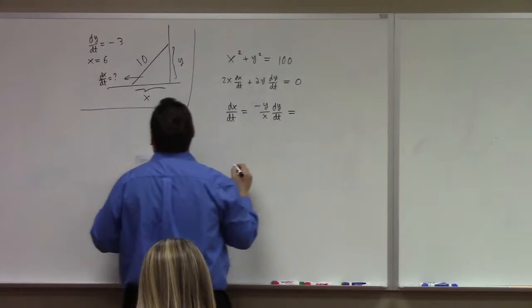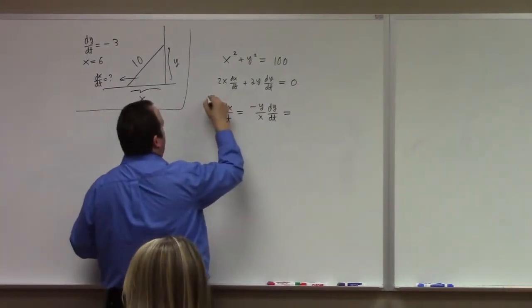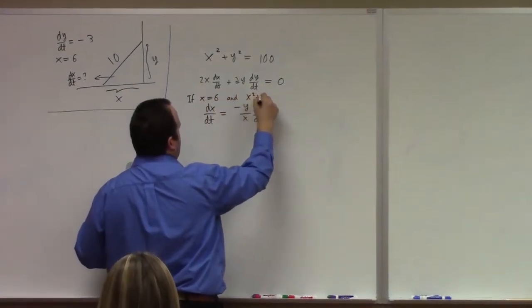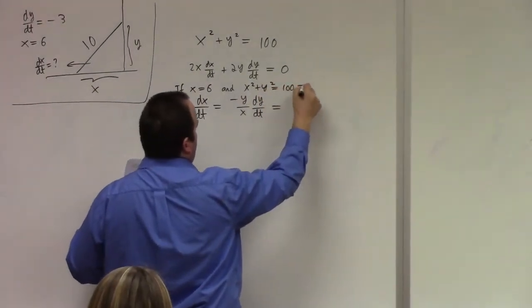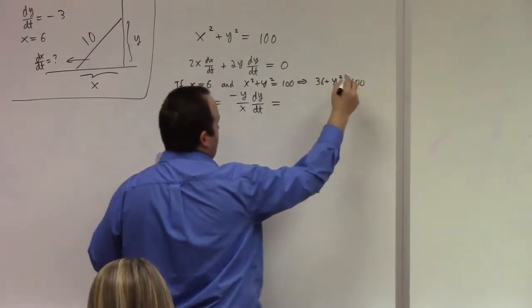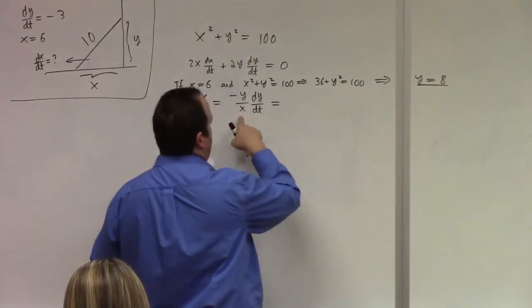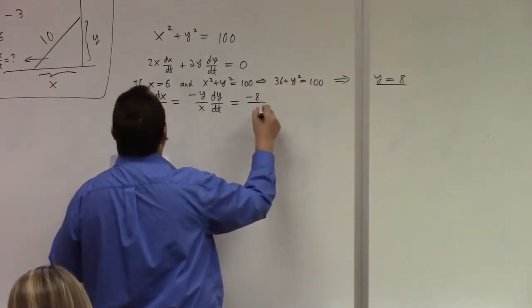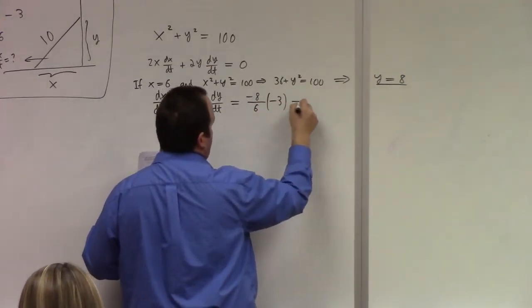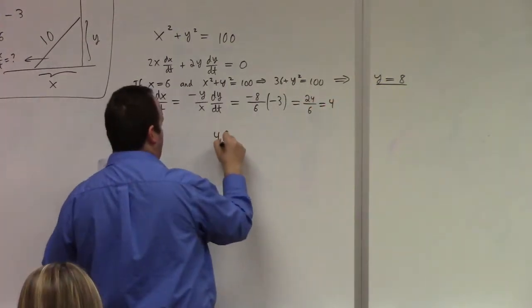Right? Now, notice if x is equal to 6 and x squared plus y squared is equal to 100, that tells me that 36 plus y squared is equal to 100, which tells me what? Yeah, y is equal to 8. So I put that in down here. I get minus 8. x was given to be 6. dy/dt was given to be minus 3. So I get 24 over 6, which is 4. So the answer is 4 feet per second.